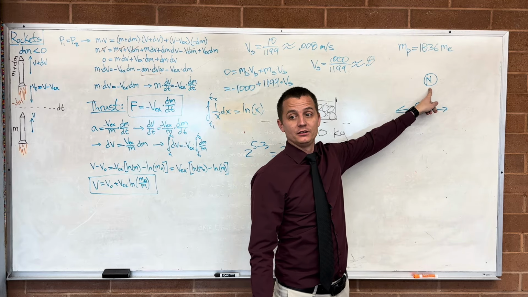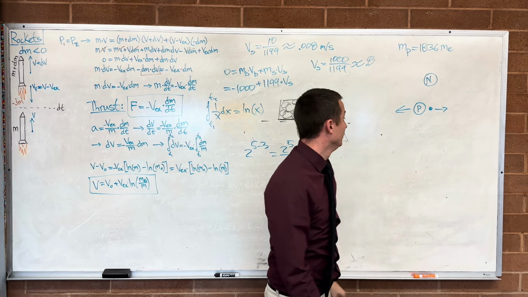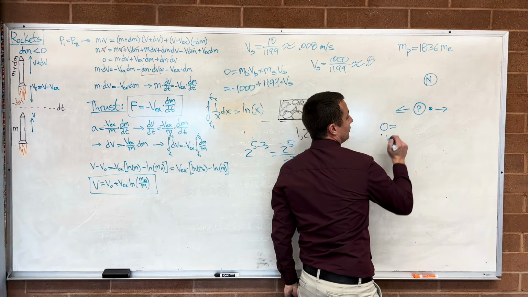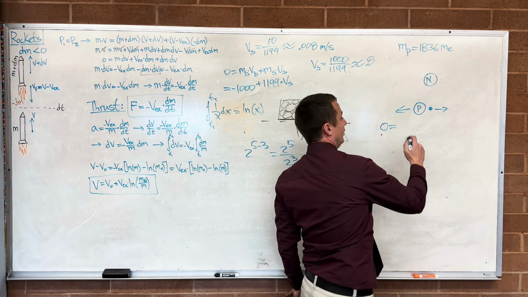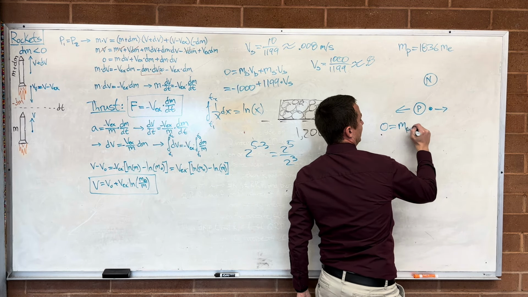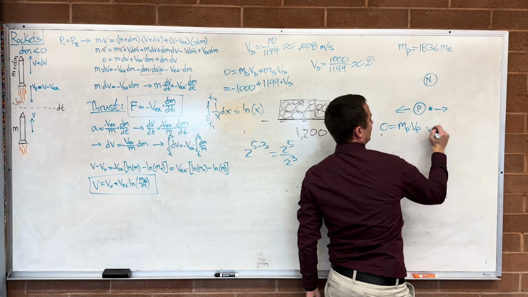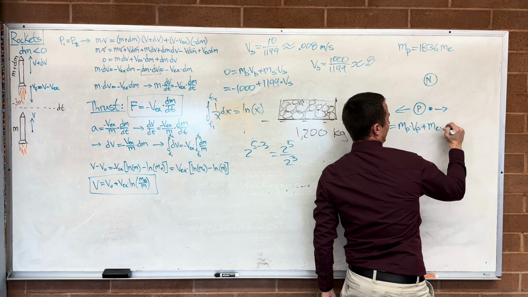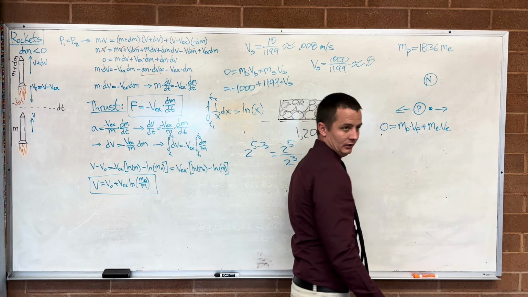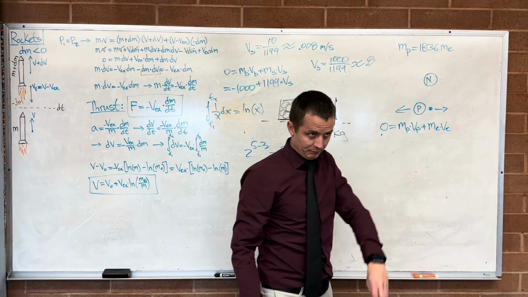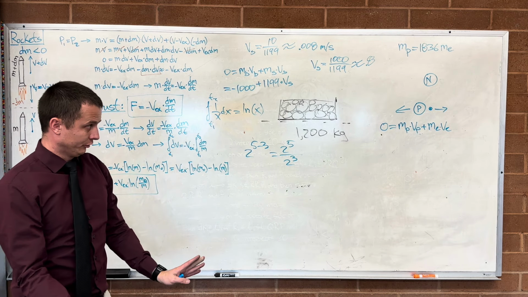Zero. It's just sitting there. So 0 is equal to, afterwards, the mass of my proton times the velocity of my proton plus the mass of my electron times the velocity of my electron. One of those velocities is going to be negative, one's going to be positive, so it's going to cancel out to 0.